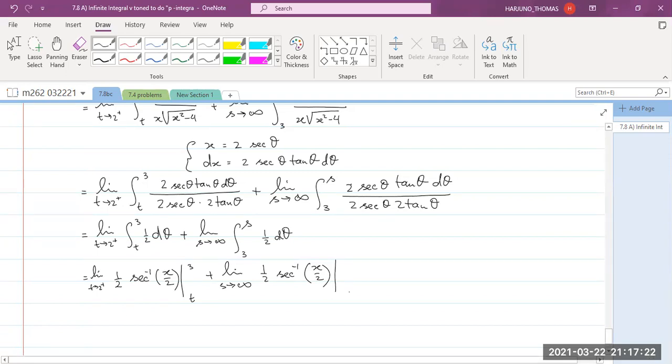But let me go back to fix it. So this will be from 3 to s. Can you find my mistake? It's in the last 2 lines before the last line.